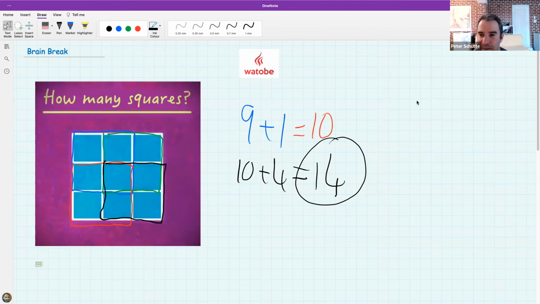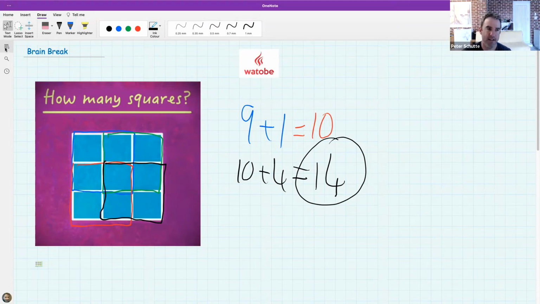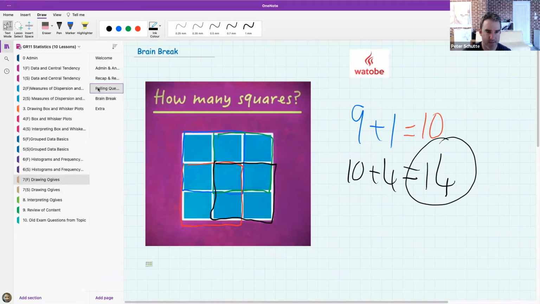So I think that was something a little bit different. I try to get away from the number puzzles for today. And I hope that you enjoyed that one. Something a bit different, geometric brain break. So let's get back to the main focus for today.